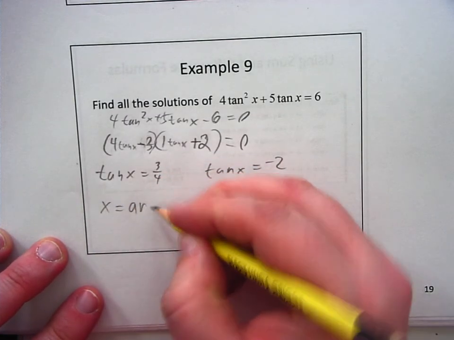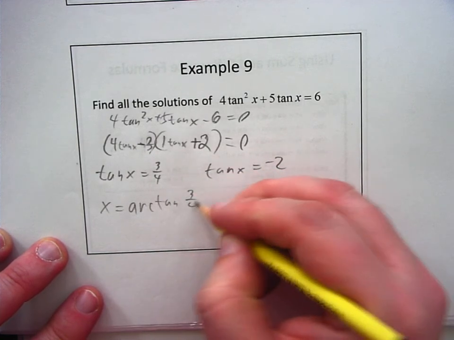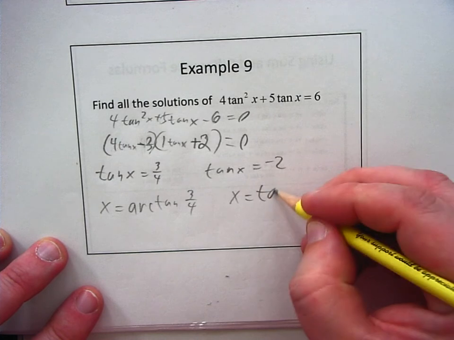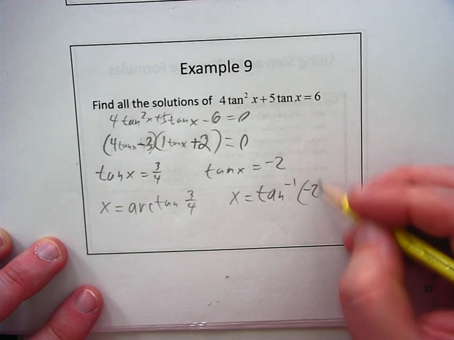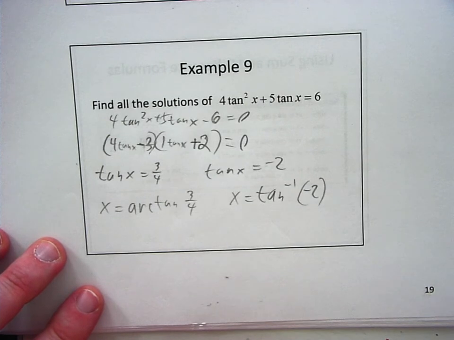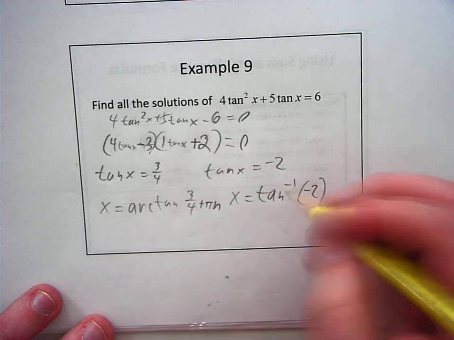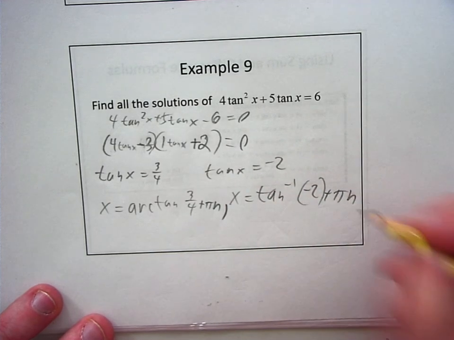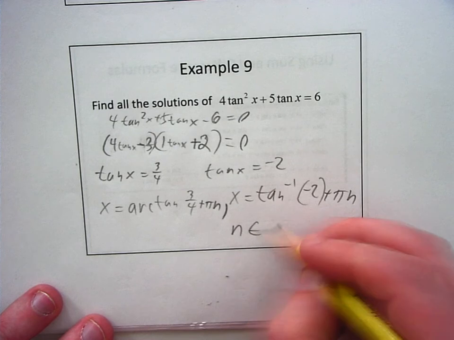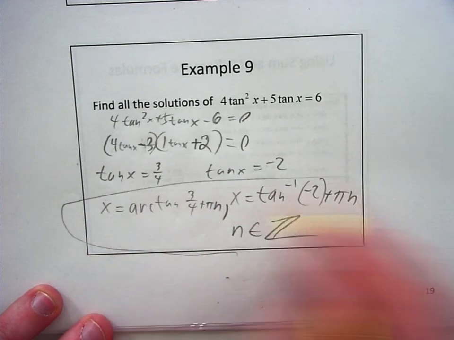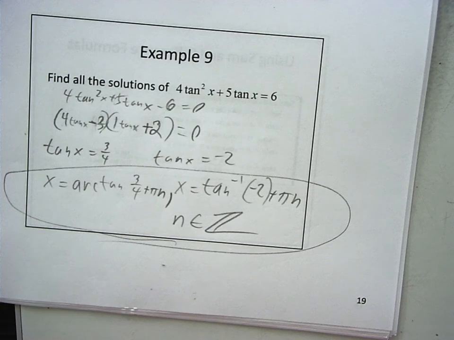x is going to be the arctangent of 3/4. Or if you prefer, x could be the inverse tangent of negative 2. But to each of those, I would have to add what? Because this one's all solutions. Pi n. Default period for tangent is pi, so add pi n, and lastly, n is an integer. And yes, the answer is that long, and there is no good way to shorten it.